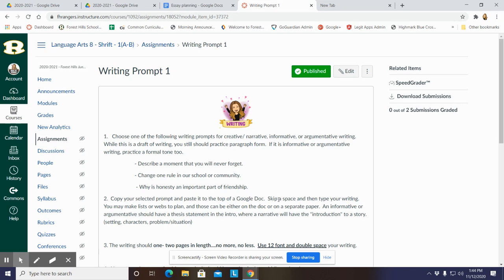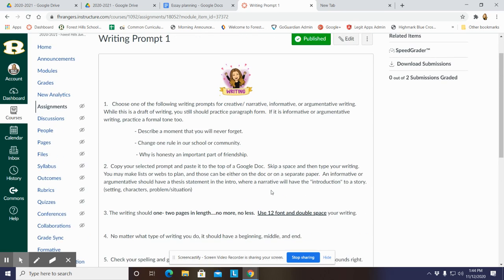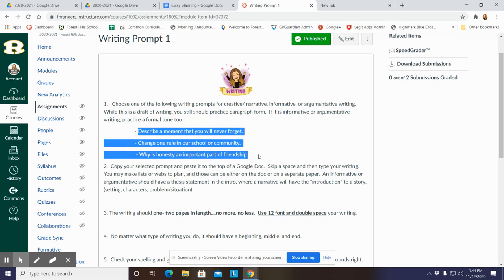So these are a little bit easier, in that you don't have to involve a text. And I'm actually not going to go through all of the instructions because we need to focus on just picking an essay and planning for it and getting started on it. So for this essay, you are allowed to write a narrative essay, which is a little bit more creative. You can do an informative essay or an argumentative essay. And you have these three choices.